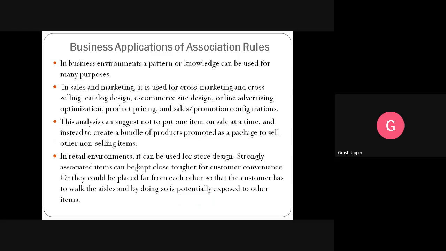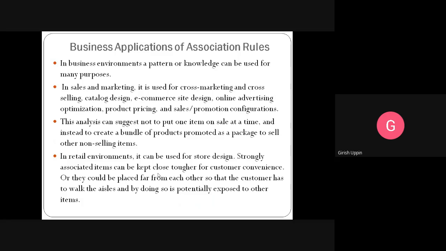In a business environment, a pattern or knowledge can be used for many purposes. In sales and marketing, it is used for cross marketing and cross selling, catalog design, e-commerce site design, online advertising optimization, product pricing, and sales or promotion configuration. So these are the different areas where we can use association rules. This analysis can suggest not to put one item on sale at a time, and instead create a bundle of products promoted as a package. So this might give some information where you can bundle instead of selling single items.